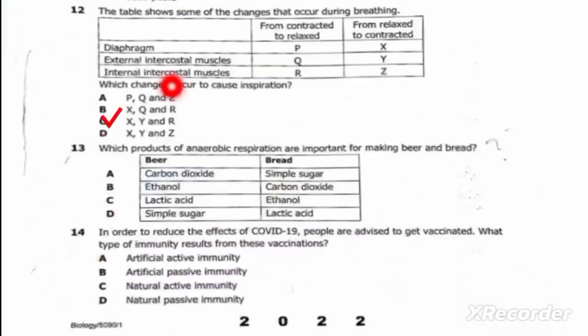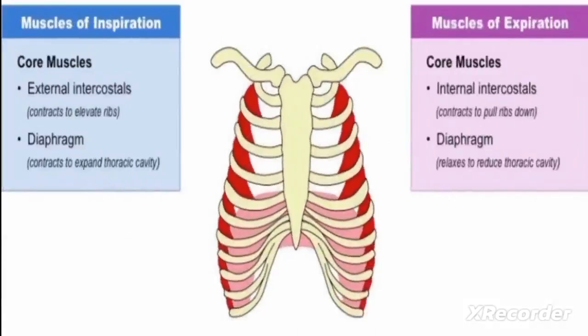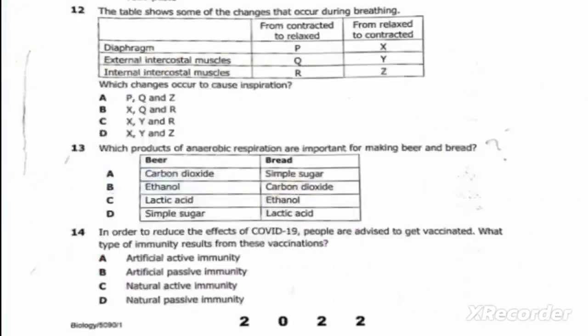The diaphragm will contract. The external intercostal muscle will also contract. The internal intercostal muscle will relax. Our correct answer is C. So you can pause the video and make use of the simple notes given here. Okay, so we have seen that during inspiration, the internal intercostal muscles will relax.